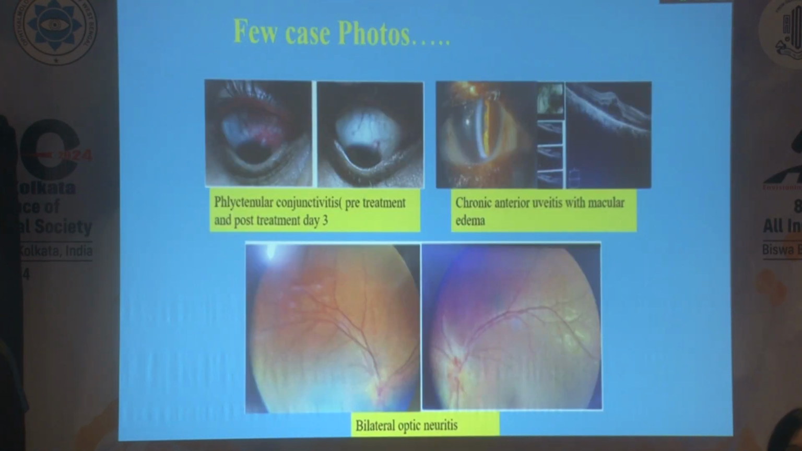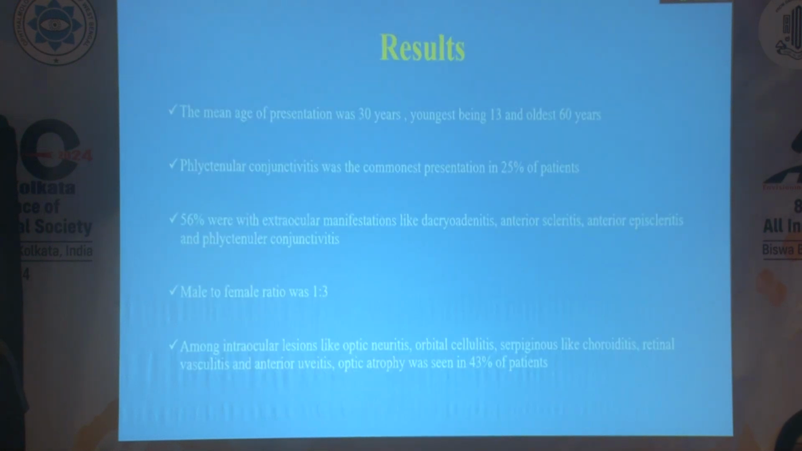These are some of the case photographs showing Flick-Tendler conjunctivitis pre-treatment and post-treatment day 3, chronic anterior uveitis, and last case, bilateral optic neuritis. So the mean age of presentation was 30 years, the youngest being 13 and oldest 60 years. Flick-Tendler conjunctivitis was the commonest presentation.